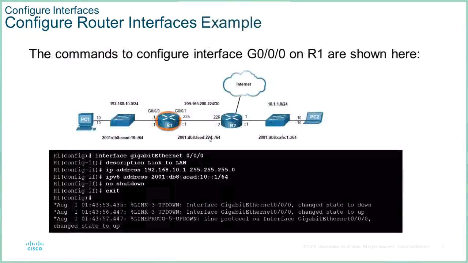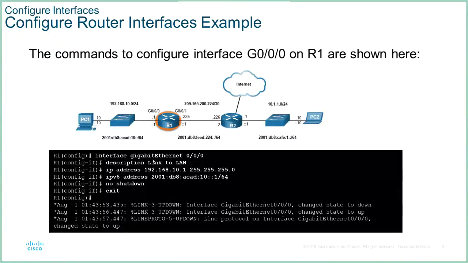So what's that look like? So in this example, we're going to configure R1's gigabit 0/0/0 interface. Now, as I said, the interface naming convention depends on the device, because a lot of these are modular. They will have different sequencing on every type of interface. So always do a check to see what the naming convention is for your interfaces on the device you're configuring.